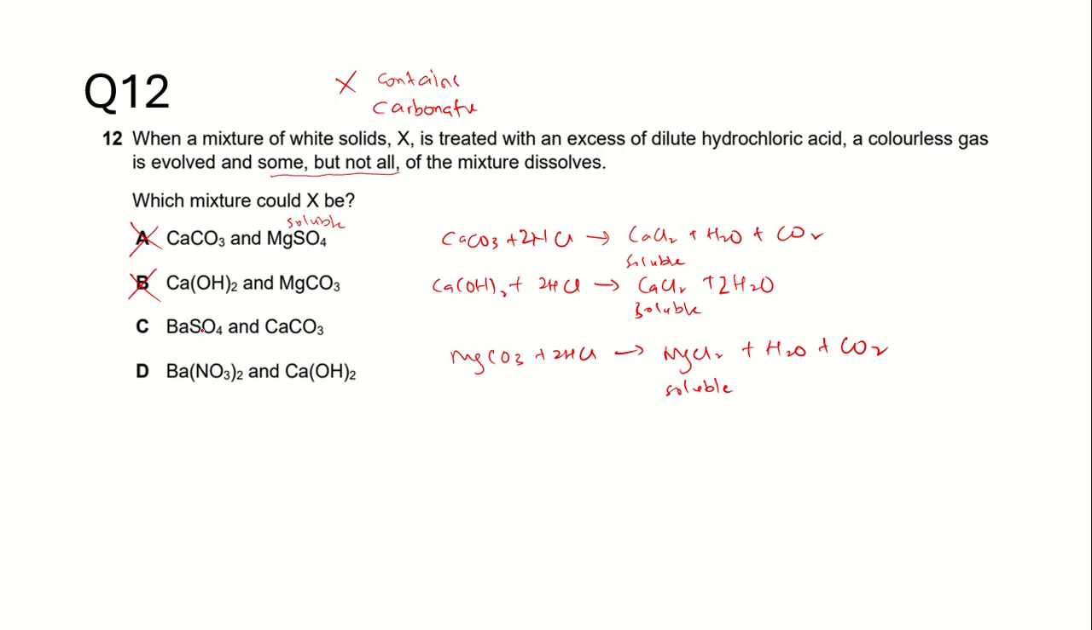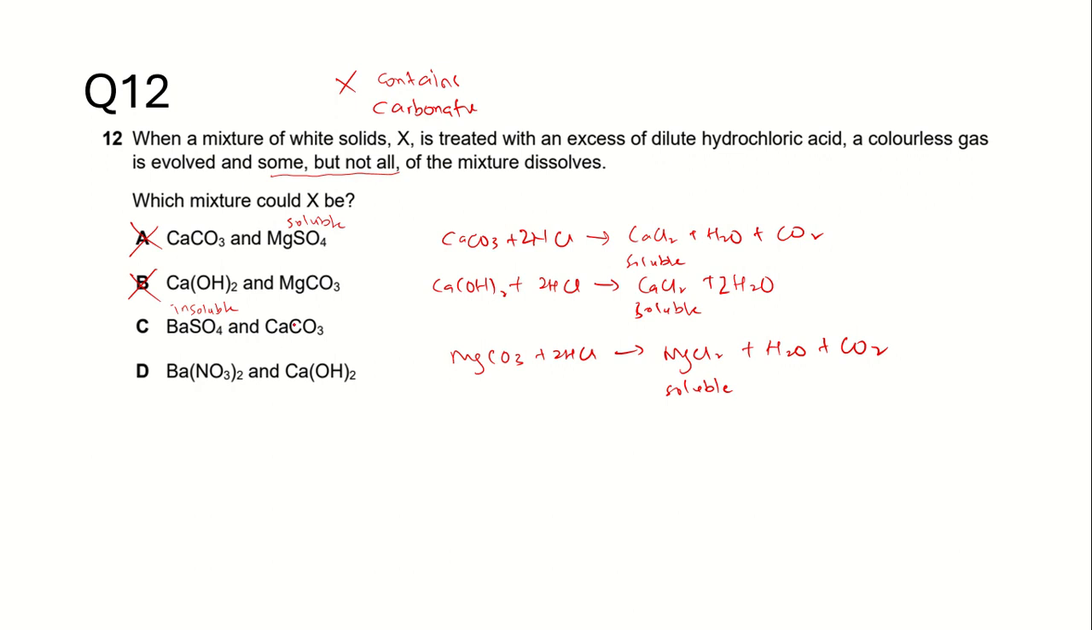Now let's look at C, barium sulfate. Barium sulfate is not a base, it will not react with acid, and barium sulfate is an insoluble salt. So you will see barium sulfate remains as solid in the solution from beginning until the end. This is what we want, right? We want some solid not dissolved in the solution. So now C could be our answer.